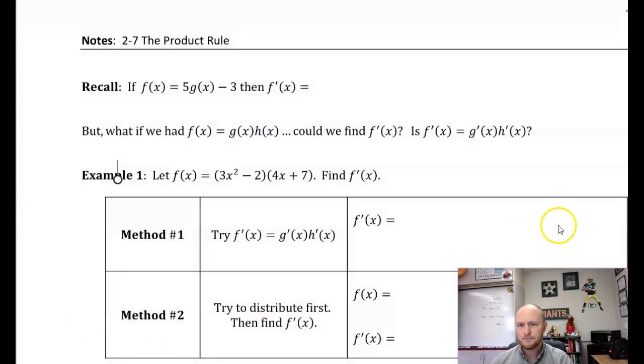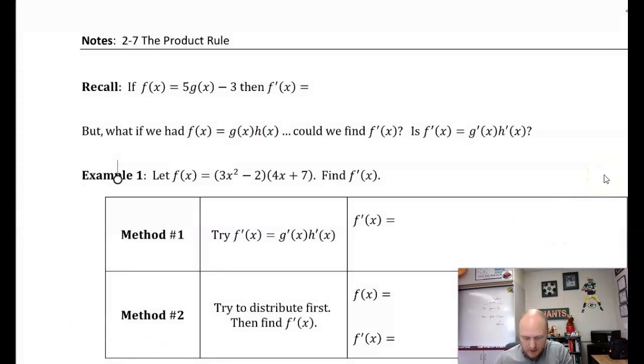This is 2-7 and we are going to talk about the product rule. I've taught you basic derivative functions such as the power rule and the derivatives of the other four important functions, and today we're going to go ahead and encounter what if I have two functions multiplying together.